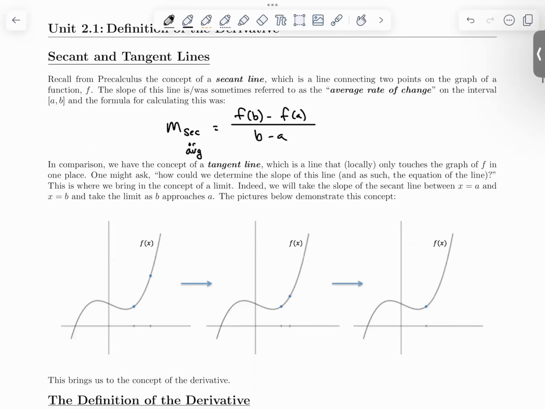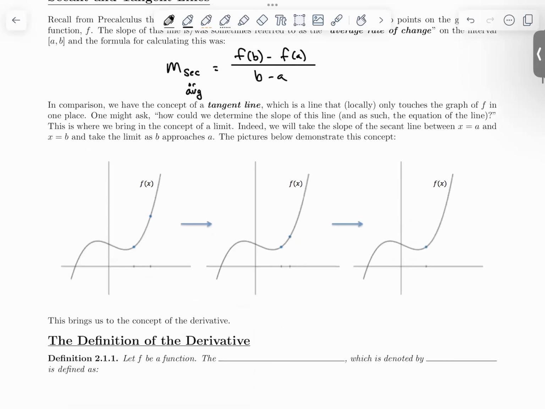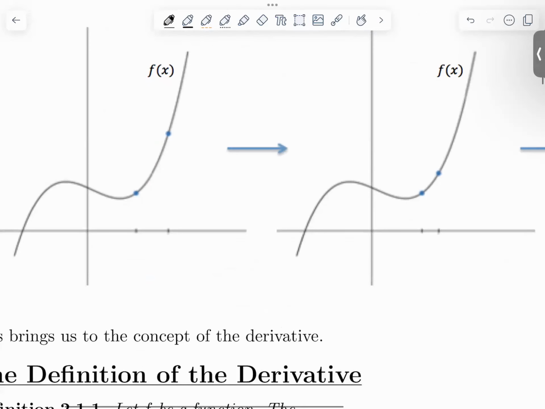So I've got a couple pictures here. This is our A, and this is our B. And if we were to draw this line, it would look something like this.